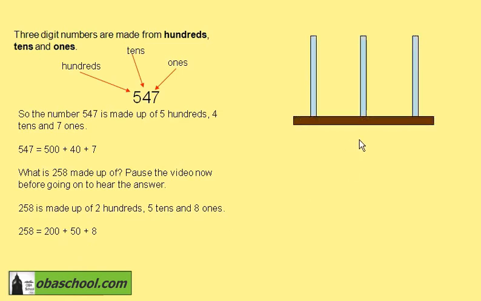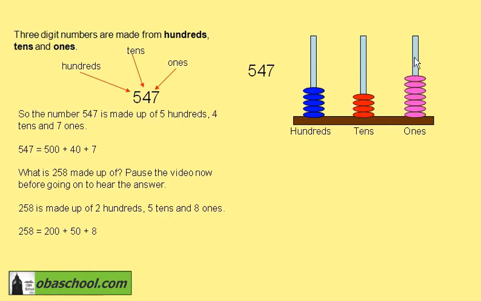Here we have an abacus. To represent hundreds, we need a third spike. Hundreds, tens, and ones. Let's look at 547. We need to put 5 beads on the hundreds, then 4 beads on the tens, and 7 on the ones spike.